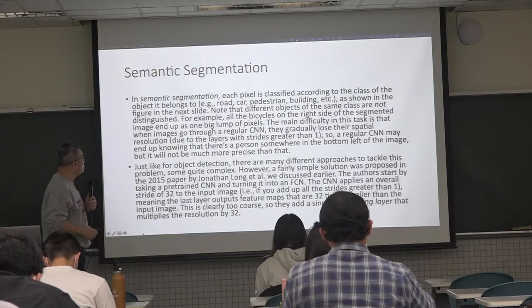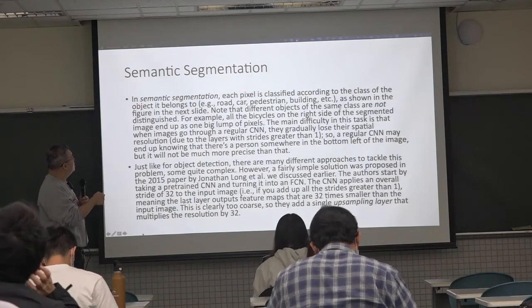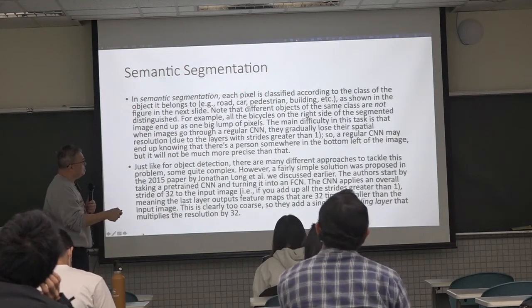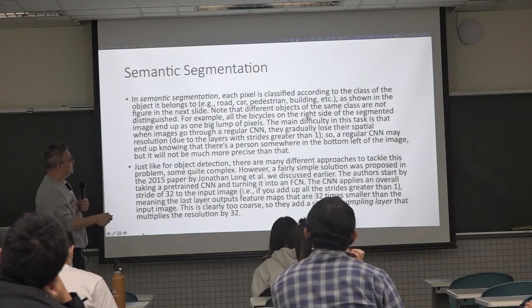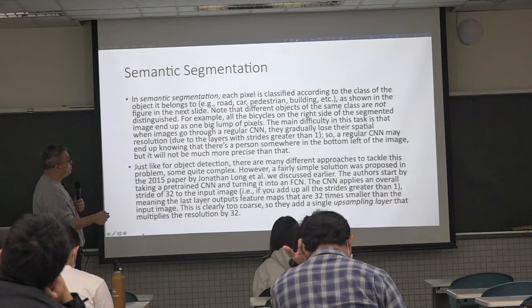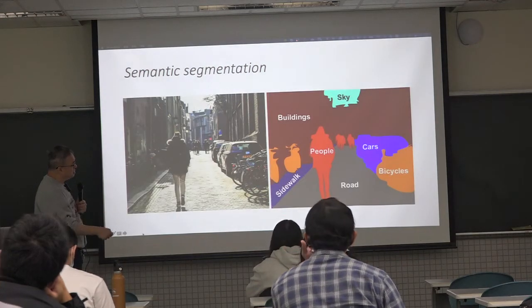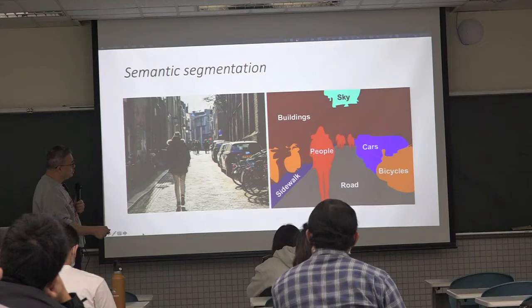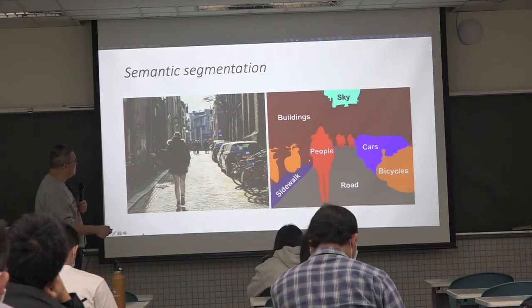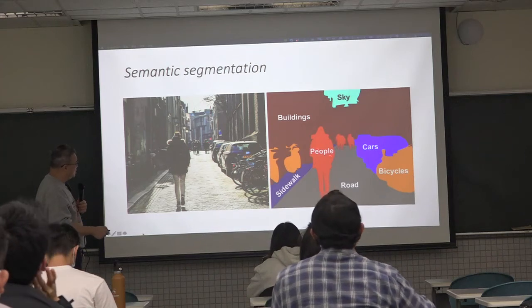We are in position to talk about semantic segmentation. In semantic segmentation, each pixel is classified according to the class of the object it belongs to, such as road, car, pedestrian, building, as shown in the next slide. You can obviously see that each color represents that the pixel belongs to a different class.